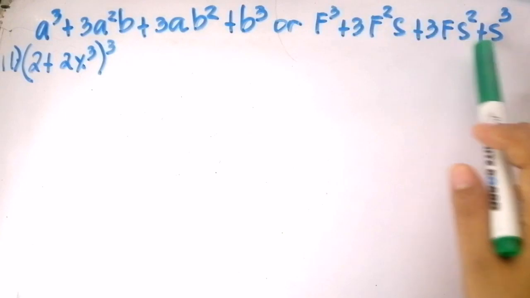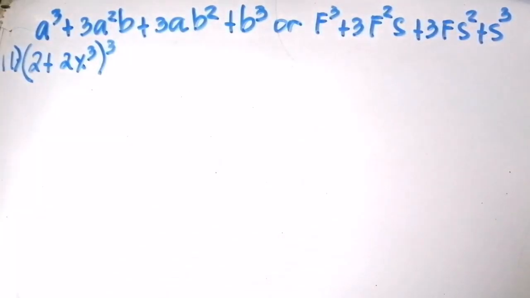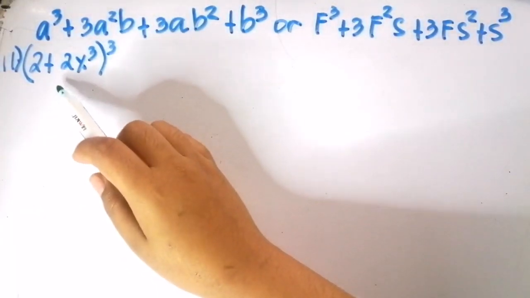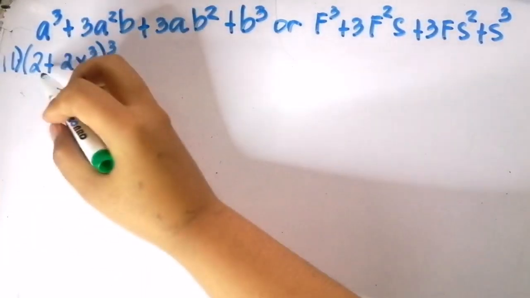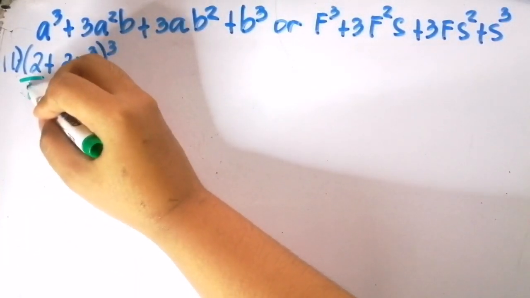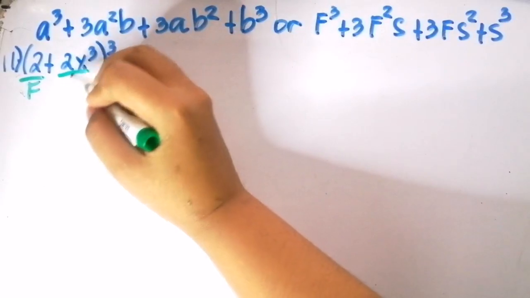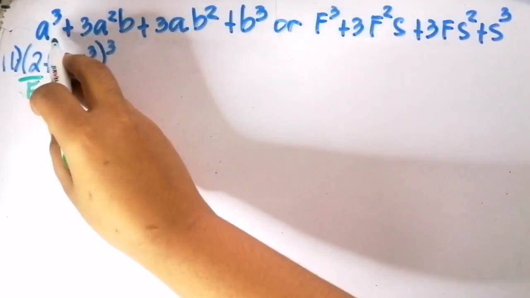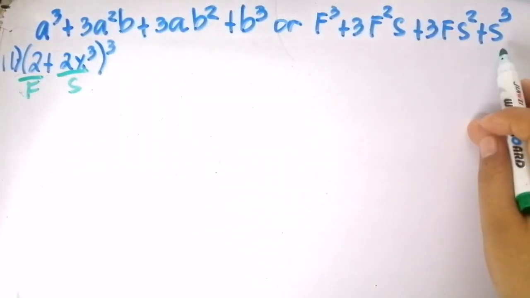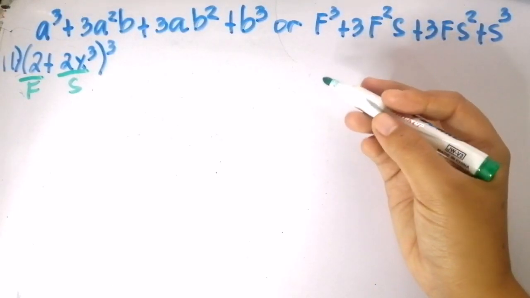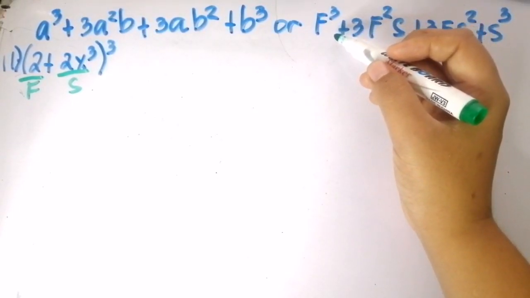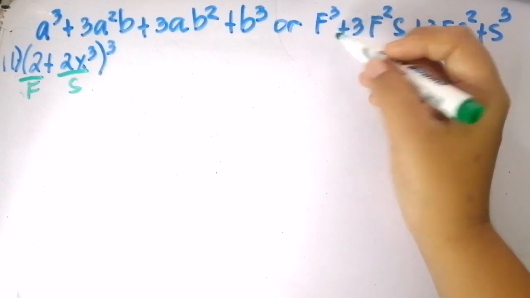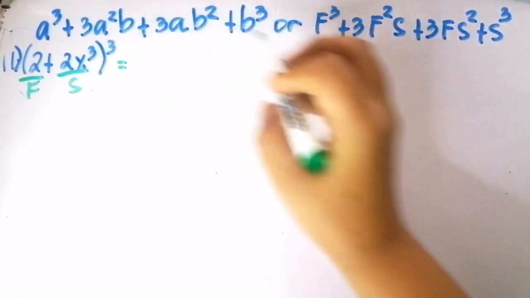Okay, so pwede ninyong gamitin to, which is number 11, the cube of 2 plus 2x cubed. Positive 2 be the first term. Okay, so ito yung first term at ito yung second term. Pwede ninyong gamitin ito or pwede rin naman ito. Pero mas madali kasi kapag ganito na lang ang gamitin muna natin para hindi tayo nalilito. Okay, so what is first?